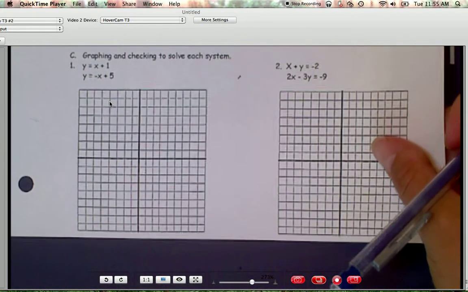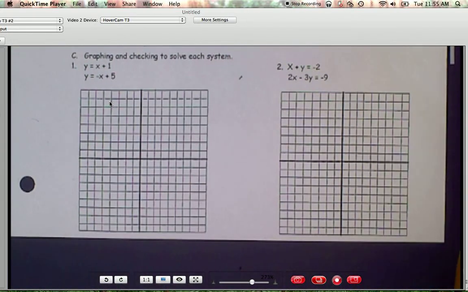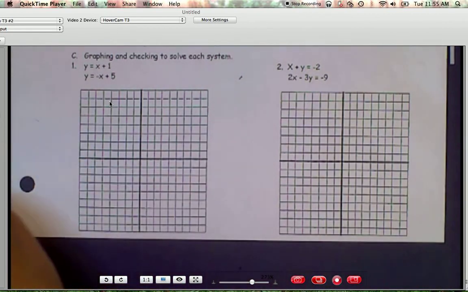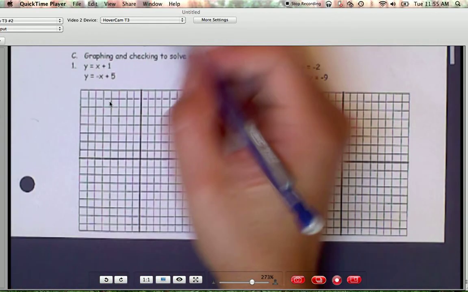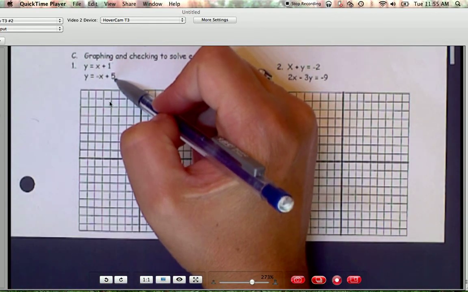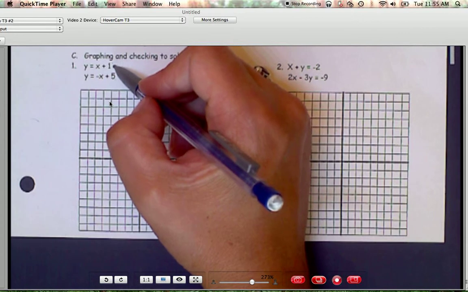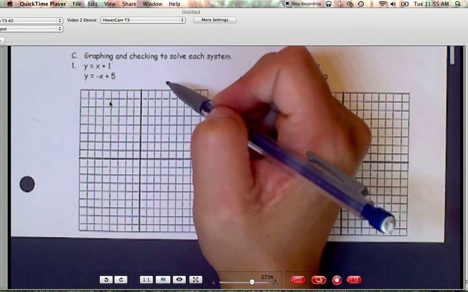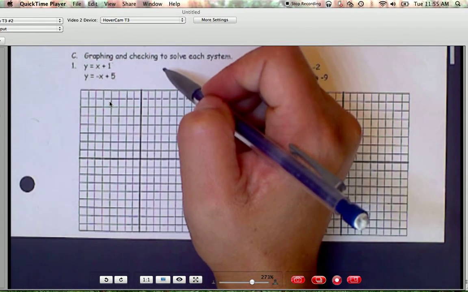Now in the third section here, we're going to do all of it ourselves, graphing and checking to solve each system. So in number 1, we're asked to graph these two lines. For us, this is nice because they're both in slope-intercept form. So we just need to remember how to graph in slope-intercept form.